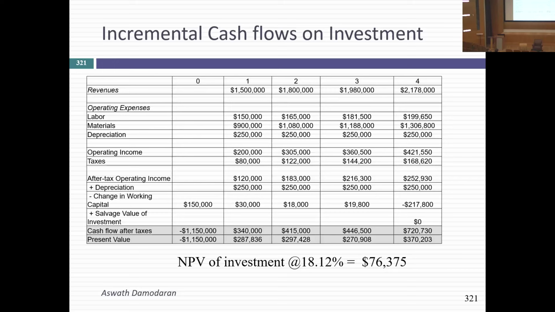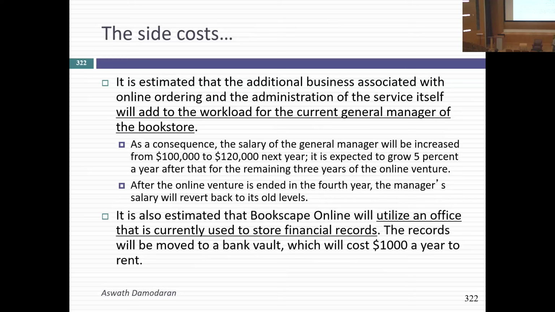But here's what I forgot to tell you along the way. It turns out that if I decide to start this online retail business, the person who manages my store, who I like, is going to come to me and say, you know what, you pay me $100,000 as a salary. This is an added requirement on my time. You have to increase that salary to $120,000. It's all about incremental. Because of this project, you're going to pay $20,000 more in salary.